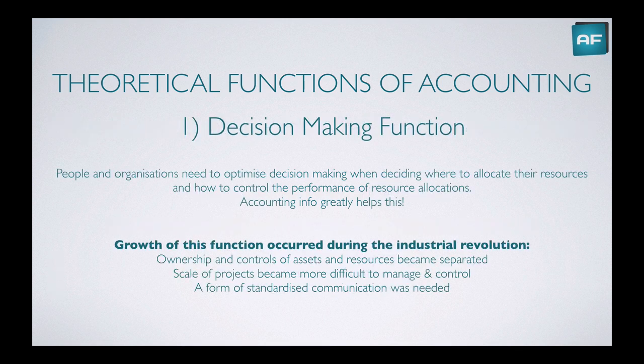Okay, the decision-making function. People in organizations need to optimize decision-making when deciding where to allocate their resources and how to control the performance of these resource allocations. And accounting information can greatly help this. Okay, so that's the general preamble. We have to decide where we spend our money, where we spend our time between choices, and that's pre-making the choice, and then post-making the choice, we have to make further decisions about controlling the management of those particular allocations. So we have to make sure that after we've made the choice, whatever we hoped would happen is actually happening.